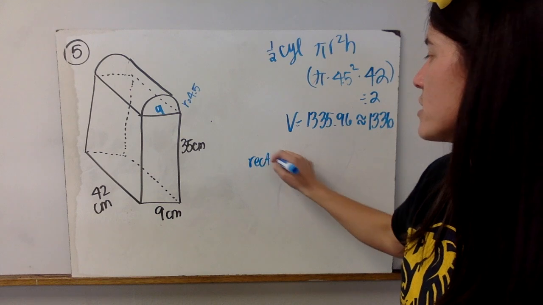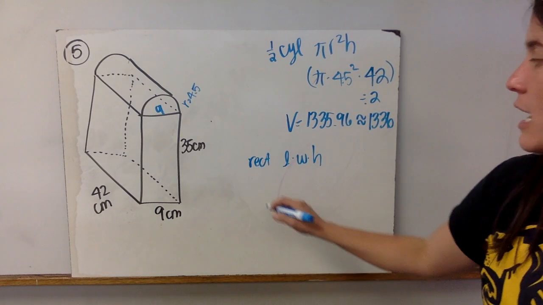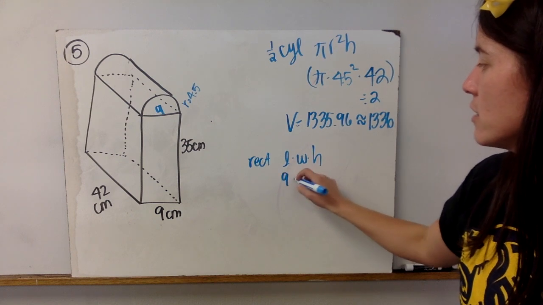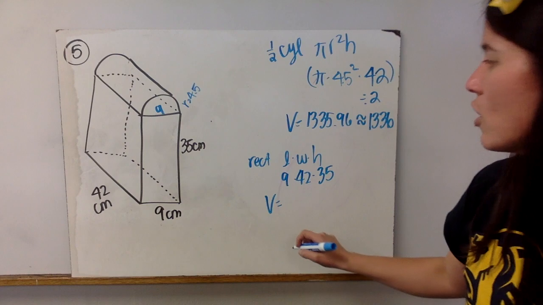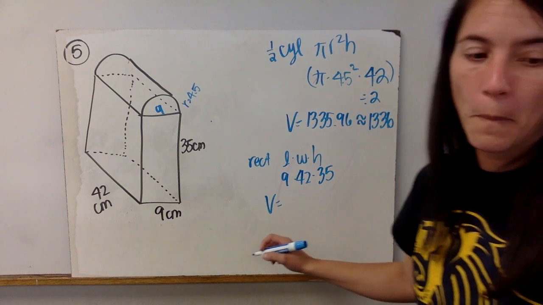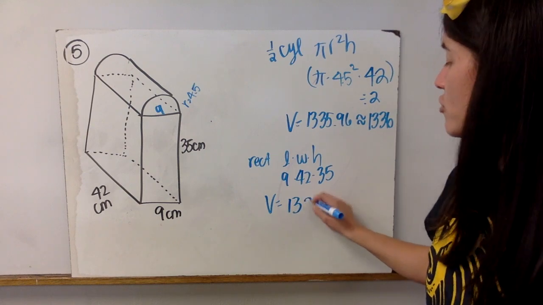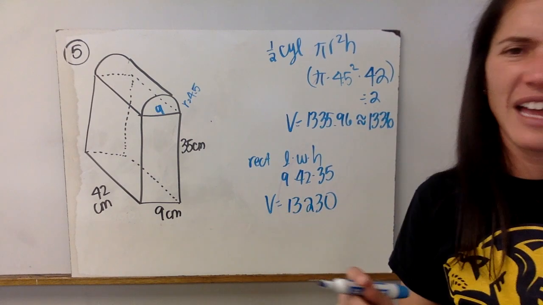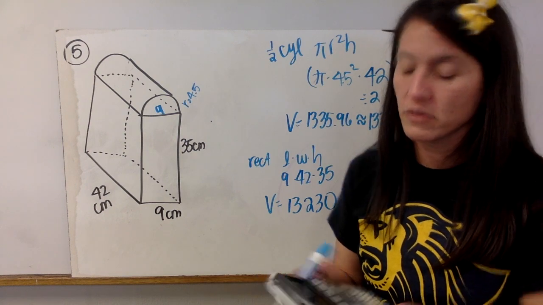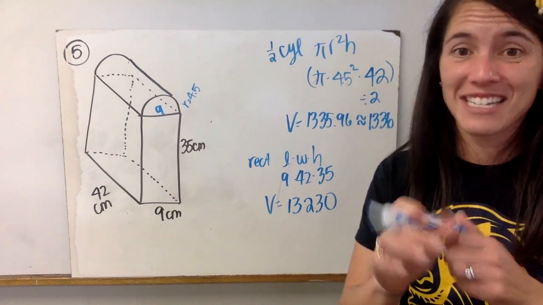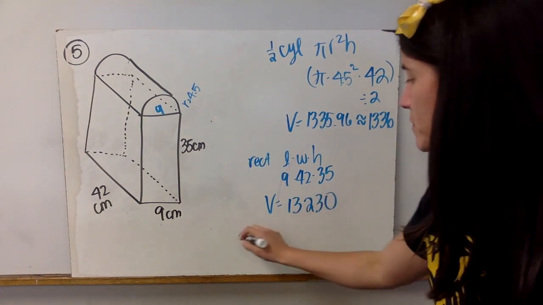The rectangular prism on the bottom is length times width times height. And when I put all those numbers in, my volume is 13,230. That seems kind of high. Just let me double check. 9 times 42 times 35. Okay. And then the last step is I add them both together to get my total.